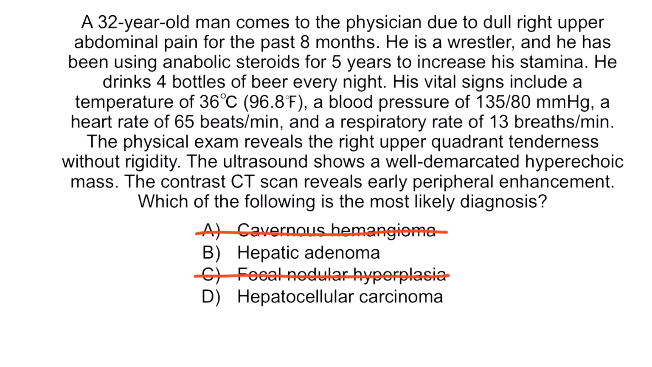Option C, focal nodular hyperplasia, is incorrect because on the ultrasound it is characterized by central arteries with spoke wheel appearance. This sign is absent in this patient. On CT scan, it shows the central stellate scar, which is also absent in this patient. Finally, option D is incorrect because although this patient has extensive alcohol exposure, hepatocellular carcinoma is very unlikely at his age. And that concludes our lecture on cavernous hemangioma, hepatic adenoma, and focal nodular hyperplasia.